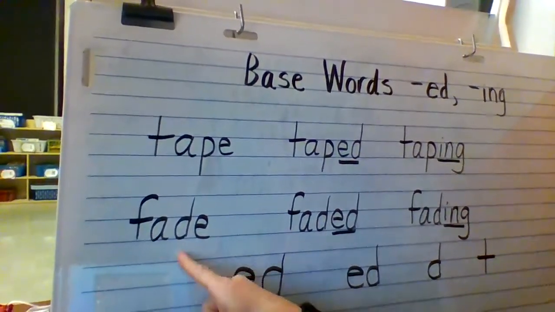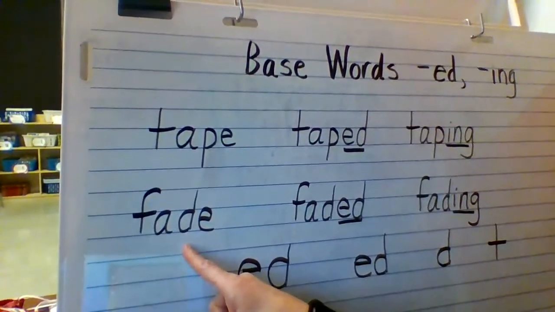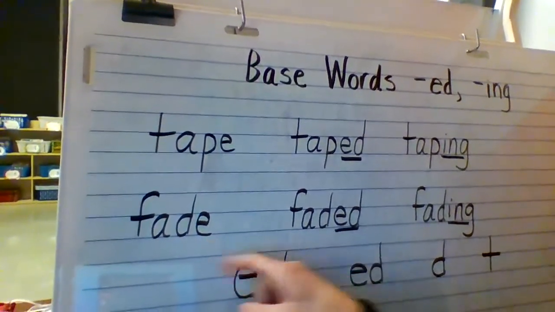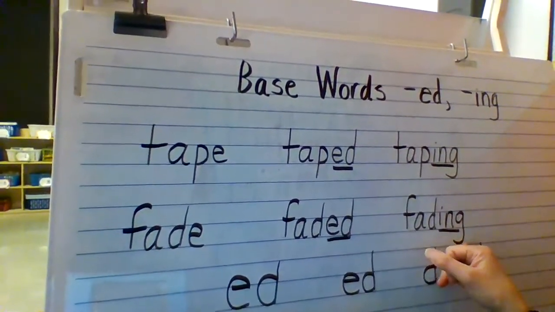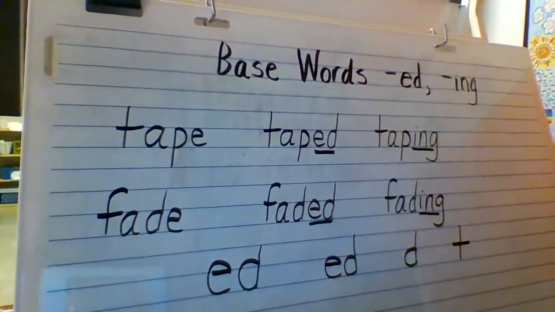Okay, we have another example here. We have the word fade. So fade ends in an E. If we want to make the word faded, we have to take that E off and then add our ed ending. We also do the same when we're adding ing. We take that E off and then add the ing ending.